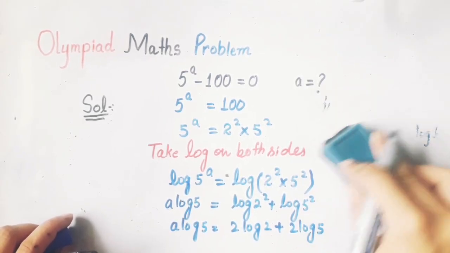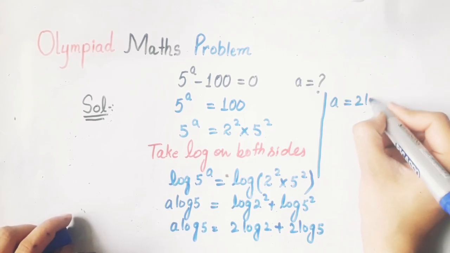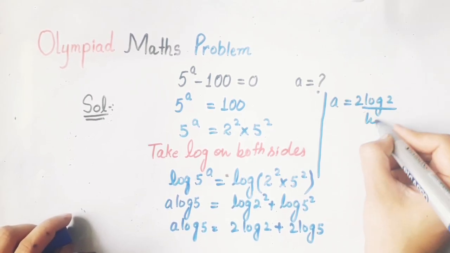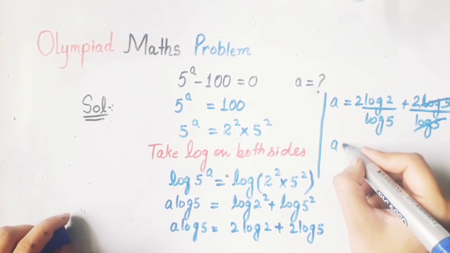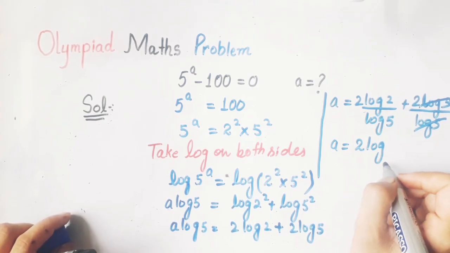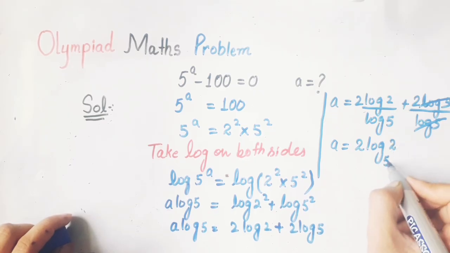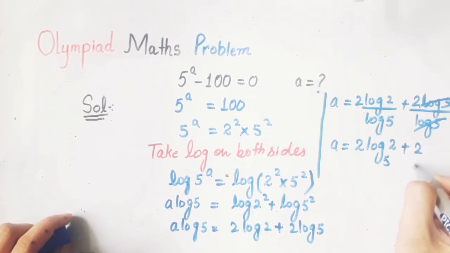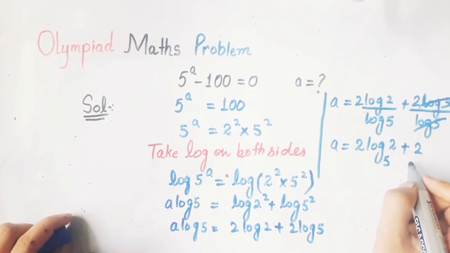Now log 5 is multiplied, so it will divide, so a equals 2 log 2 divided by log of 5 plus 2 log 5 divided by log 5. Log 5 and log 5 are cancelled out, so a equals, here we will apply the change of base rule. According to that we get 2 log base 5 of 2 plus 2. So this is our answer, that we get the value of a.